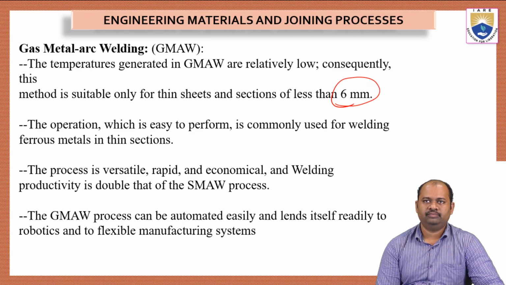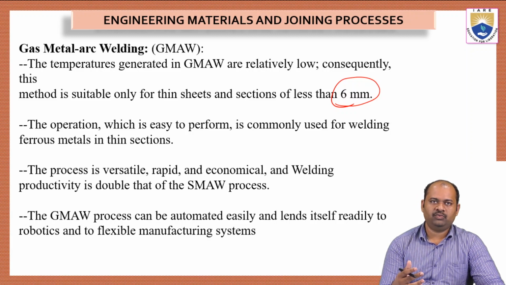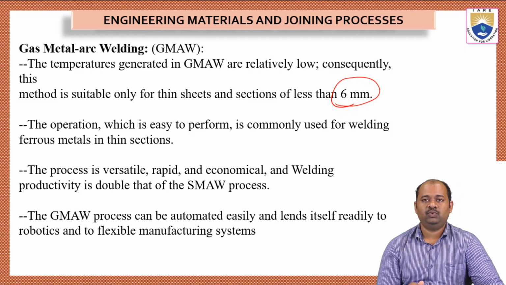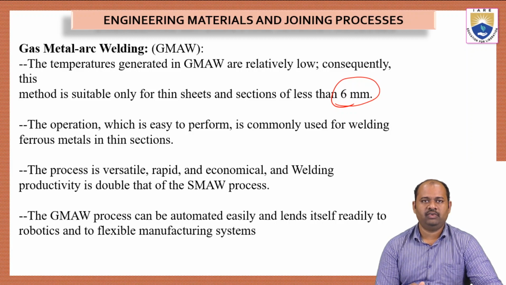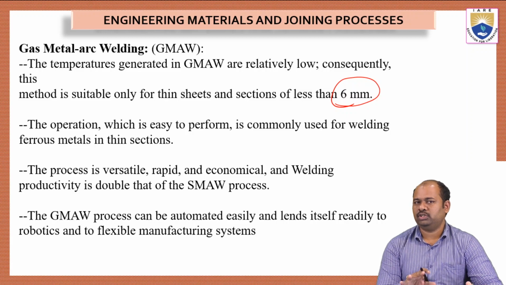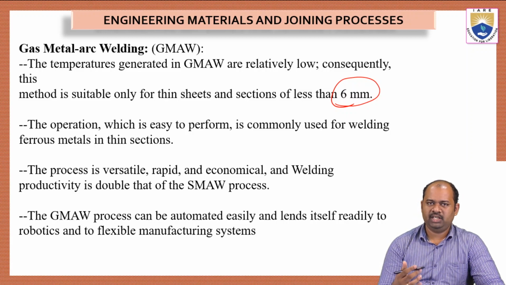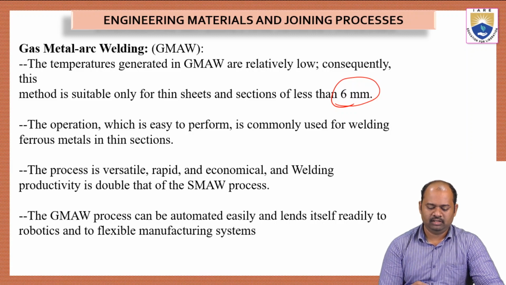In order to use this process, we should always go for thin sheets and sections which are less than 6 mm. And this operation, which is easy to perform, is commonly used for welding ferrous metals in thin sections only. So this is mostly suitable for ferrous metals only, which makes it less versatile.